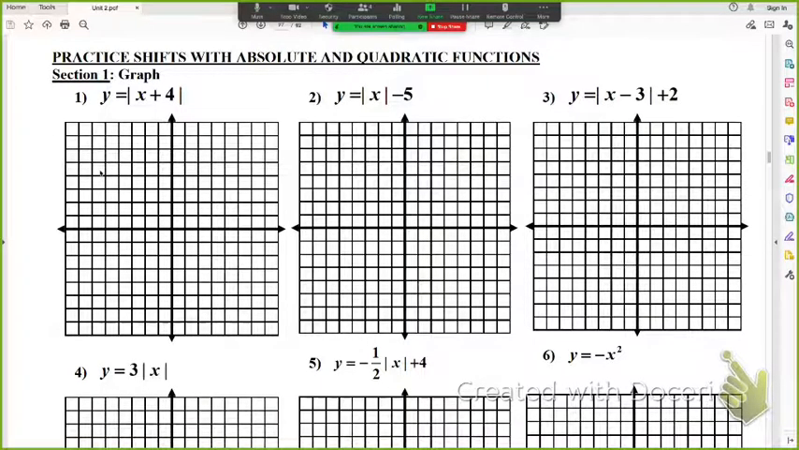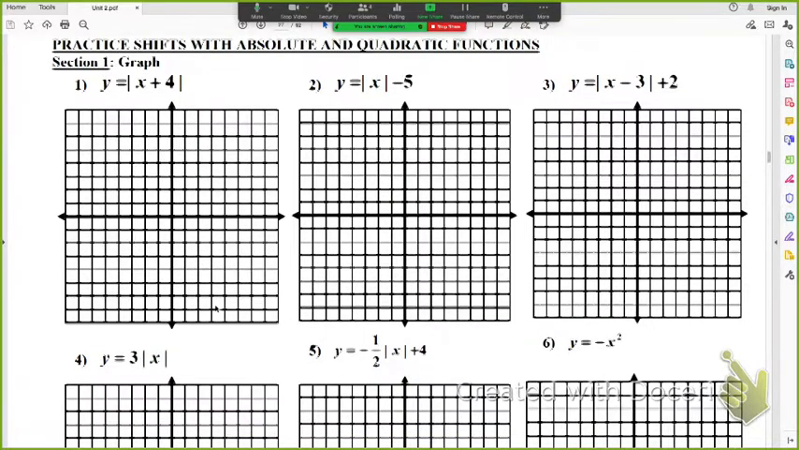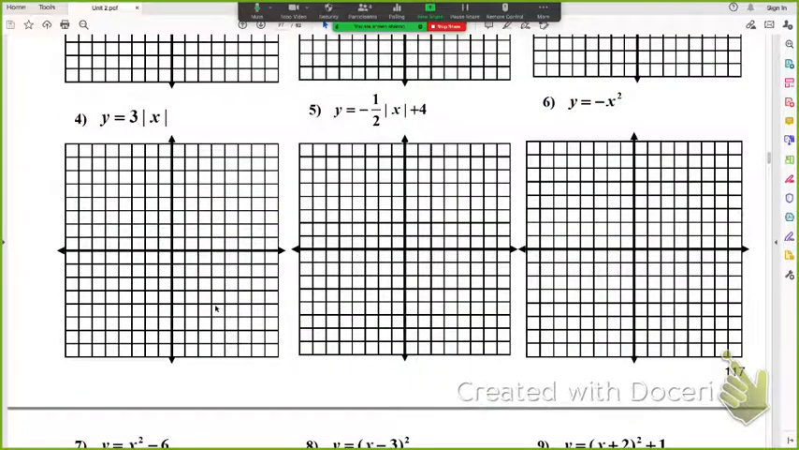Question number 4. It does not have any left or right business. It just has that number out front, which we said is called a vertical what? Stretch. Here's what this does. I know my absolute value usually starts in the middle at 0. A vertical stretch means that it stretches upwards. Okay, it affects the y values. So normally, my absolute value goes up 1 over 1 on both sides. What does that 3 make my absolute value do? Up 3 over 1 on both sides.